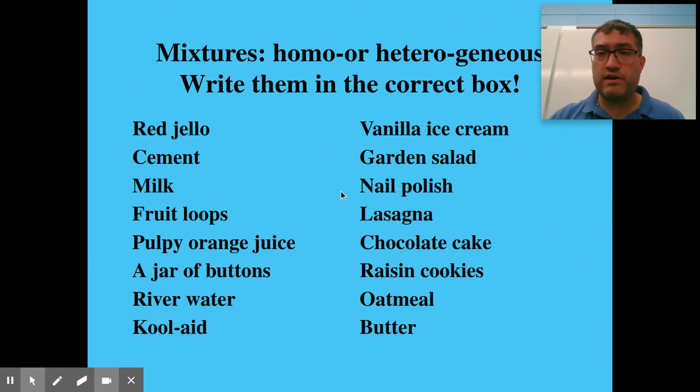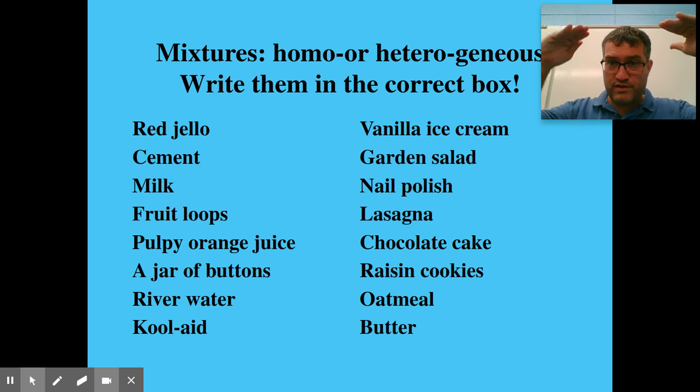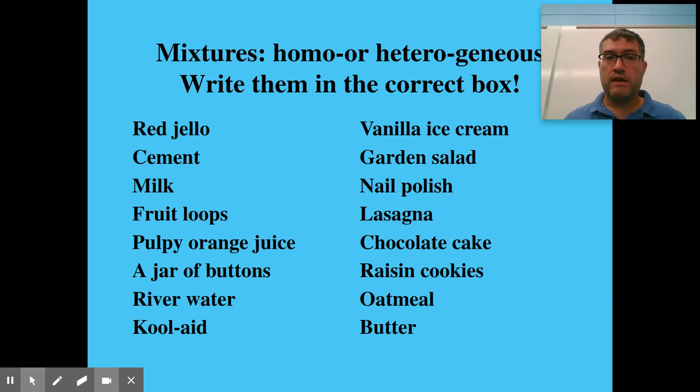Okay, I'm going to have you pause the video for a second, and I want you to try to identify each of these as being homogeneous or heterogeneous. So make two columns in your notes and try to put them in there. Some things that are a little difficult: if you have cement, think about looking at it really closely. Pulpy orange juice, the pulp is that kind of solid fruit material that's in there. Jar of buttons, consider that there's a jar there too. And garden salad means there's a lot of vegetables in there. So I'm going to have you pause, put these into one column or the other, homogeneous or heterogeneous. When you're done, unpause the video and see how you did.